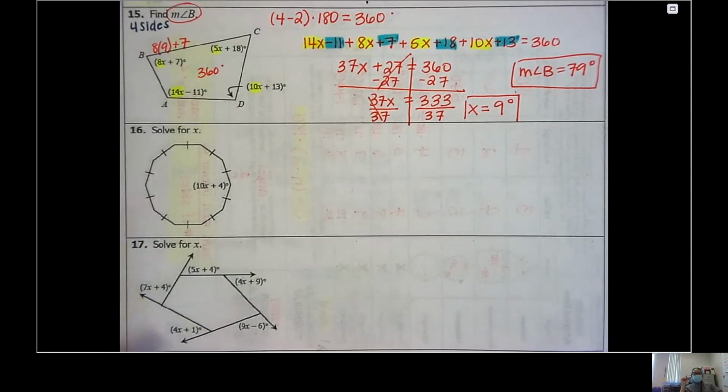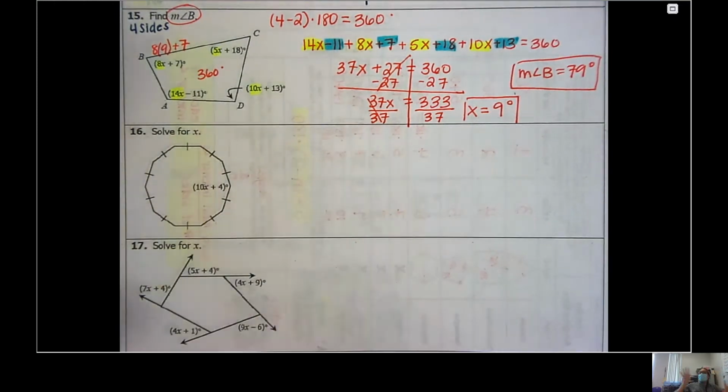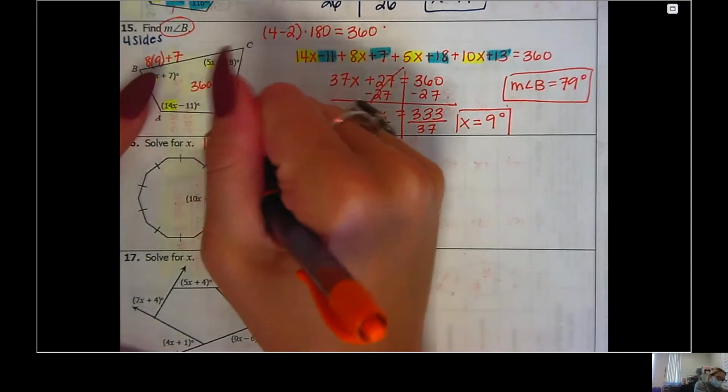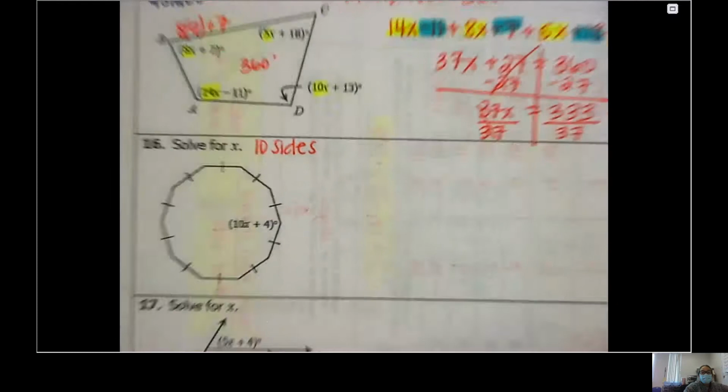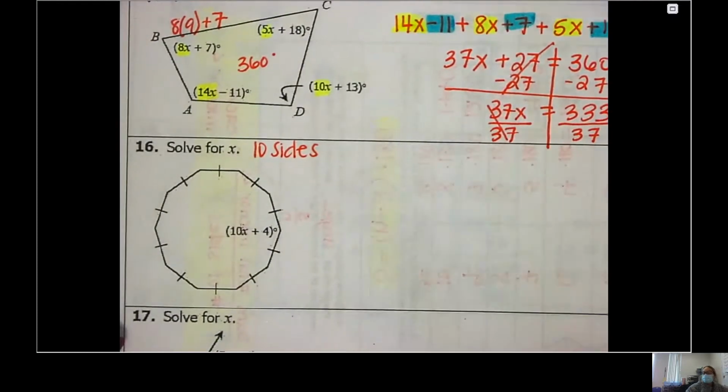All right. What do you notice about 16? It's different than the other ones. Okay, it's got 10 sides. What else do you notice about it? They all have a tick mark on it. What does that mean? Everything's exactly the same. Okay, so there are 10 sides. So let's figure that out first. Okay, 10 sides means in total, how much does it have on the inside?